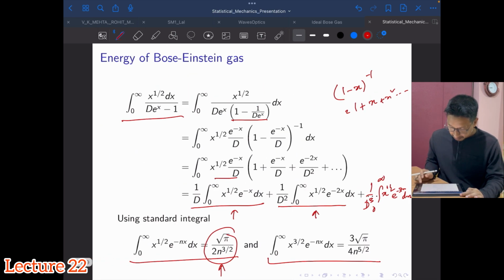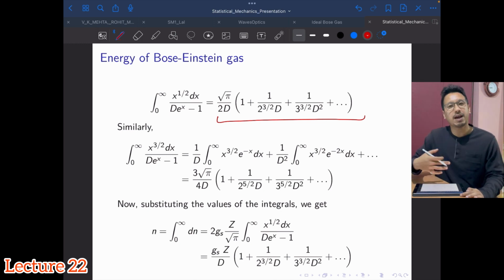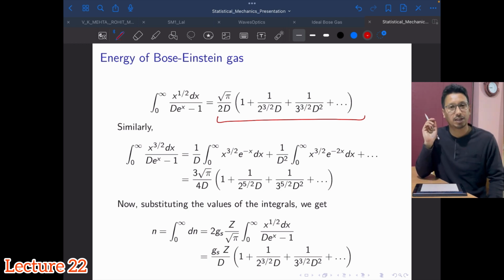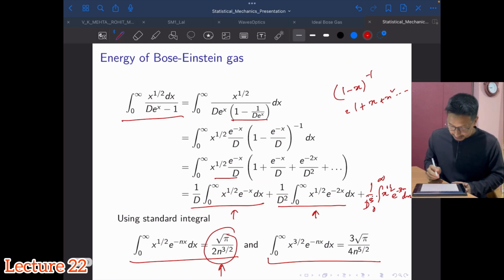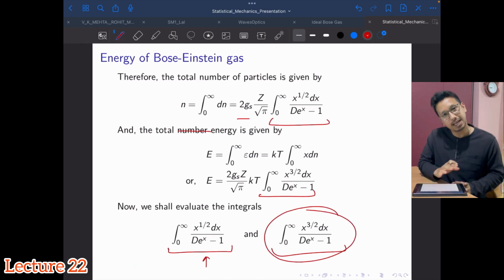The 1 by d was common, so root pi by 2, then 1, then 1 by d square will come, d cube will come as you keep going. You just substitute for each term and you will see this expression come up automatically. It's not complicated. Now similarly for the second integral that we have to solve here, you have to follow the same technique.